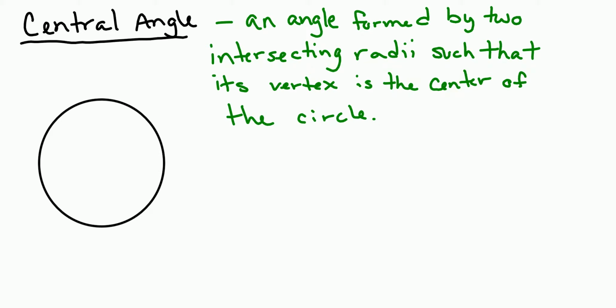So if this is our circle, and this point right here is our center, if I have two radii, so this is the radius and this is the radius, this angle here would be a central angle.